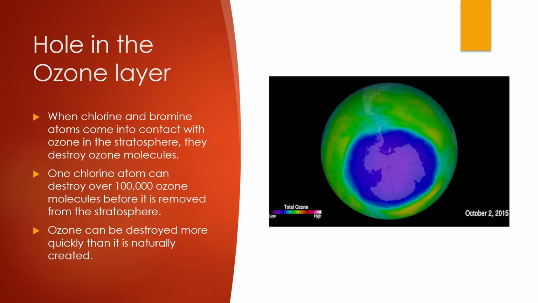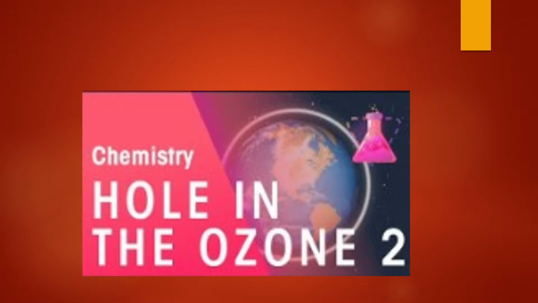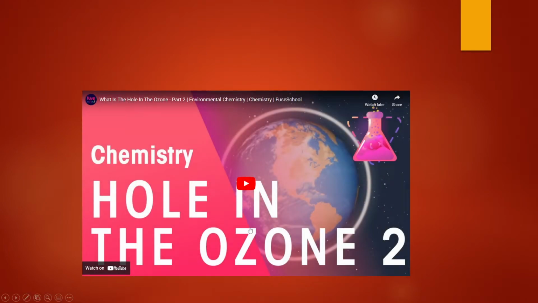So how does it work? When chlorine and bromine atoms come into contact with ozone in the stratosphere, they destroy ozone molecules. One chlorine atom can destroy over 100,000 ozone molecules before it is removed from the stratosphere. Ozone can be destroyed, therefore, more quickly than it is naturally created. In this next video that I'm going to show you here, it'll actually show you how chlorine does this.